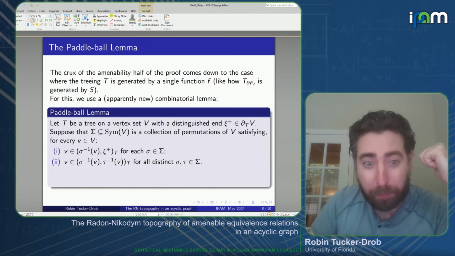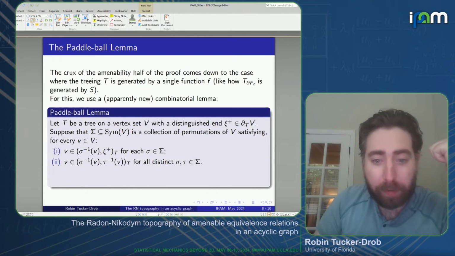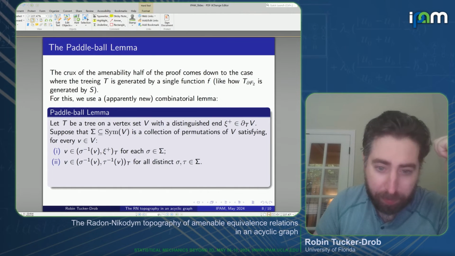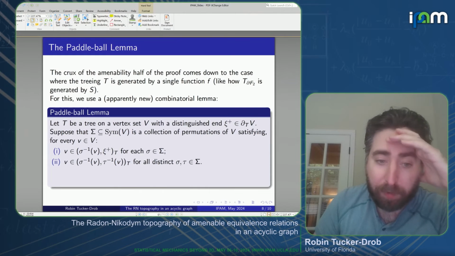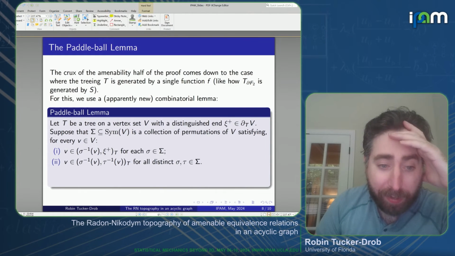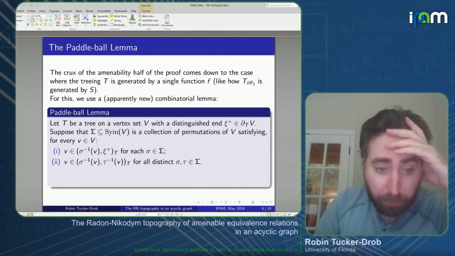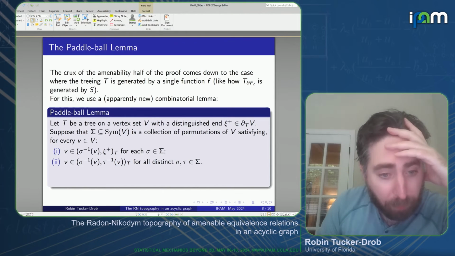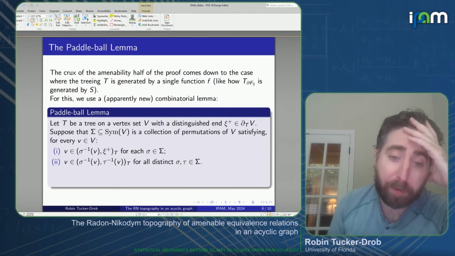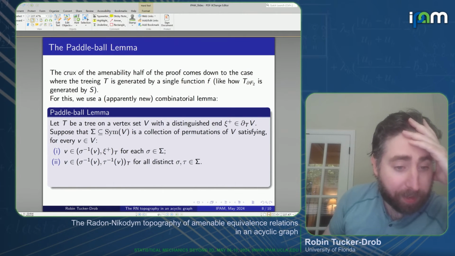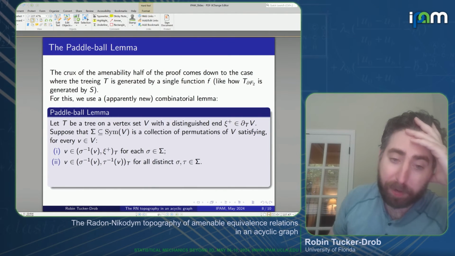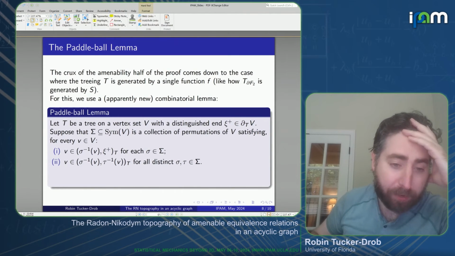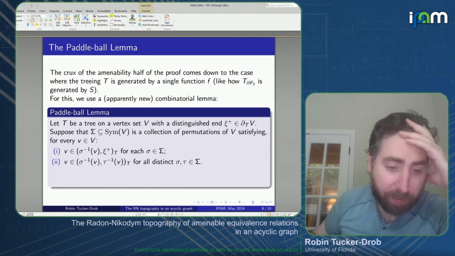And the second important thing is that if I take any two distinct permutations, sigma and tau, from my collection, then V lies between sigma inverse of V and tau inverse of V. So what it's saying is that we know that when you apply positive powers of sigma and tau, it's going towards the distinguished end. And when I apply negative powers, it's moving away. But saying that V lies between sigma inverse of V and tau inverse of V just means that sigma inverse is choosing a different direction to move backwards than tau inverse.